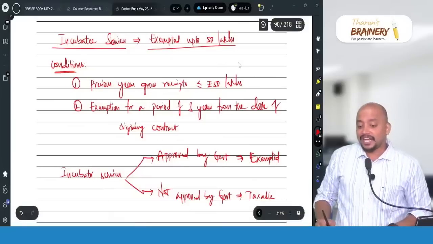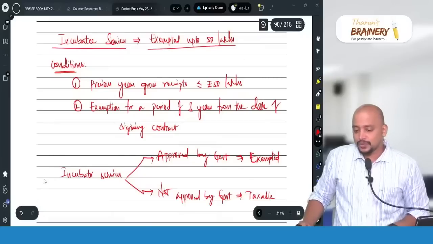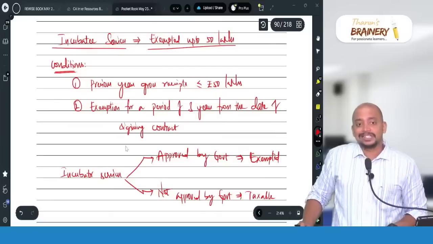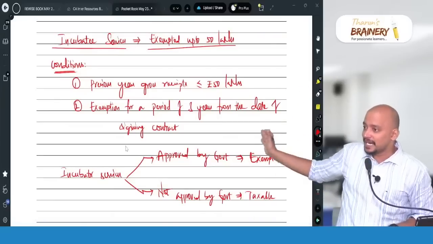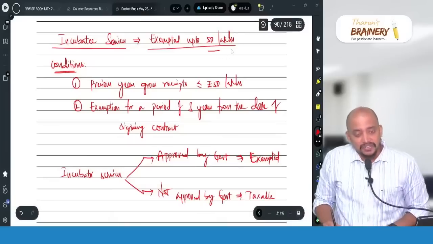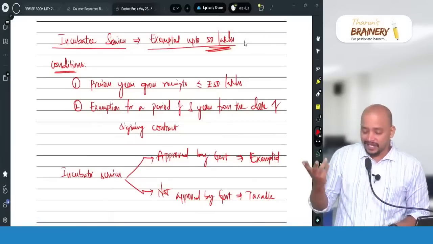In excess of 50 lakhs, only the excess is taxable. As I said everywhere in the exemptions chapter, if the amount exceeds that limit, entirely it will be taxable. But only in the case of incubating services, if it exceeds 50 lakhs, only that excess will be taxable. Okay, and if you have any queries, you can ask.